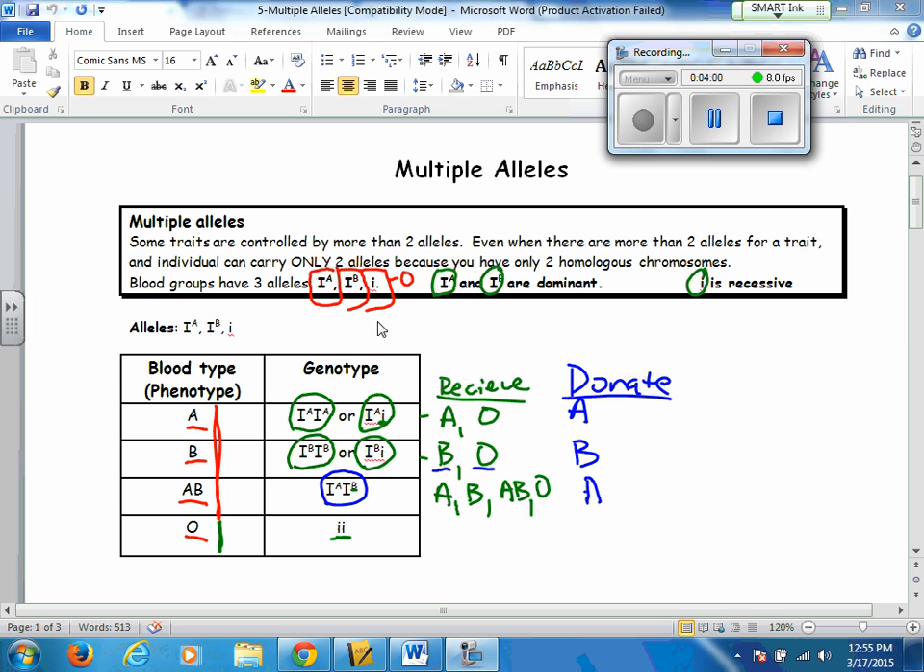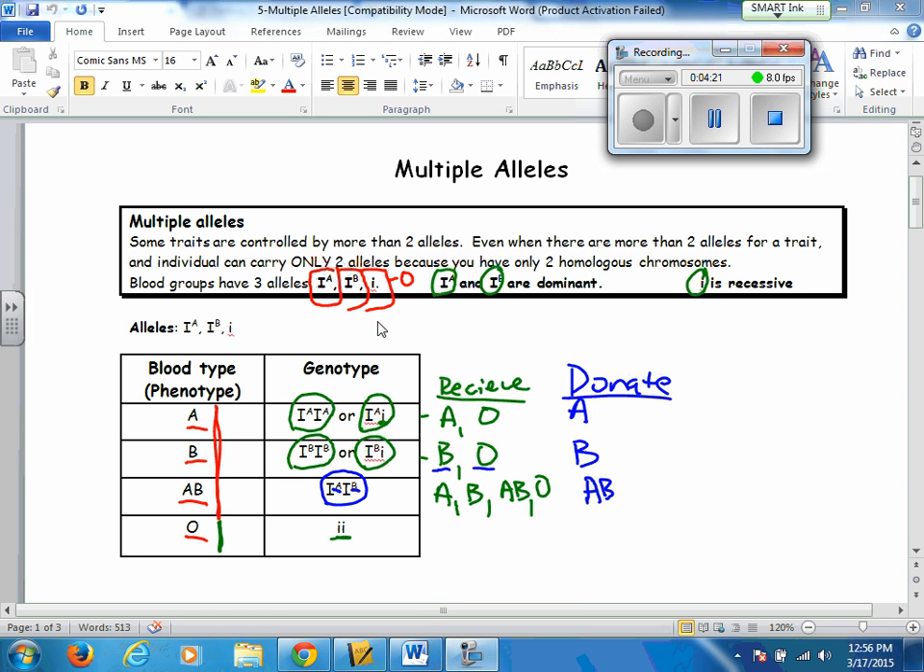you can only donate to AB people because if you're AB and you donate to A people, then the body won't recognize the B gene. And vice versa. If you donate to B people, then the body won't recognize the A gene. And of course, if you donate to O people, they're not going to recognize any of the A or B proteins. So that'll not be good.